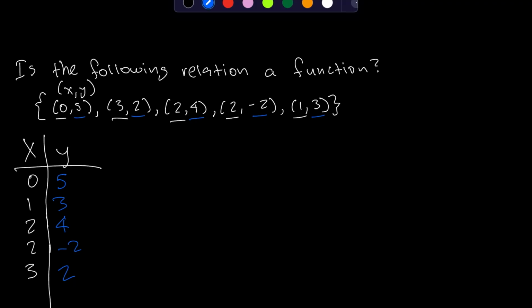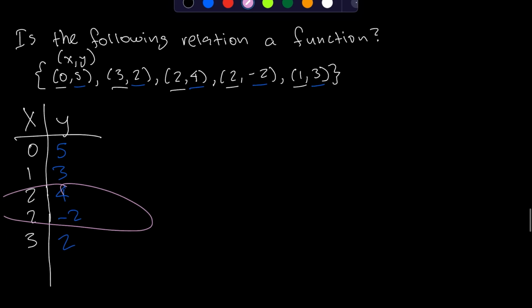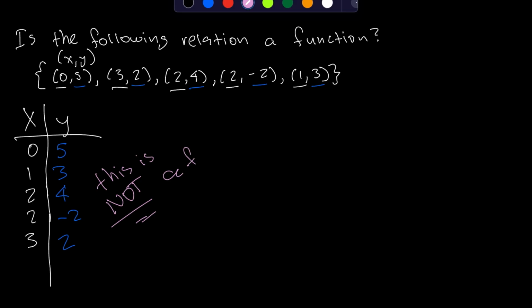Now, just as I said, we just saw repeat x values or repeat inputs. So we're already kind of wary that this is probably not a function. So let's look at those x values specifically in our table. As we see two different outputs for that same input. As a result, we can say this is not a function.